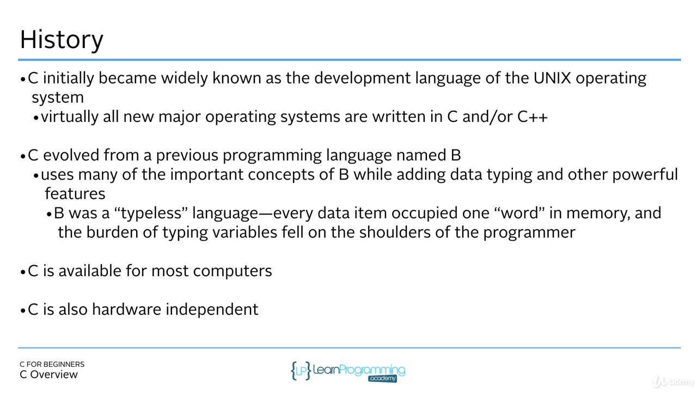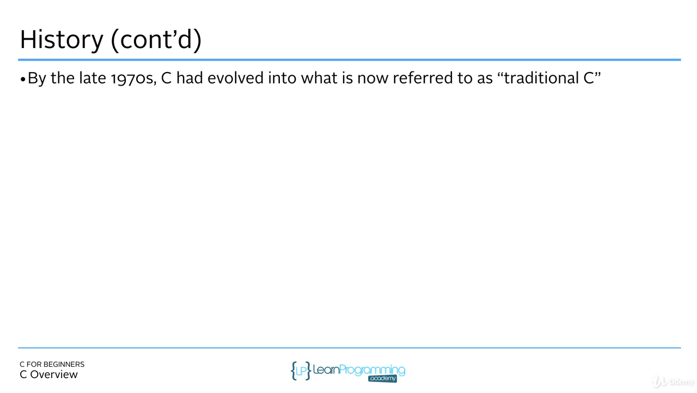What that means is you can take the program and run it on a different operating system. So available for most computers means that you can write a C program. It doesn't necessarily mean it's going to work unless it's portable. So being hardware independent means it may work on many other systems.